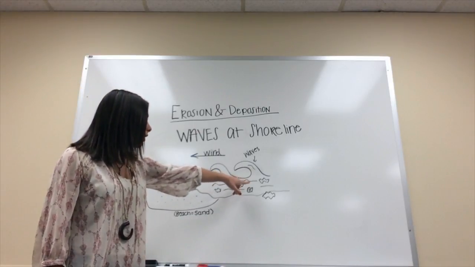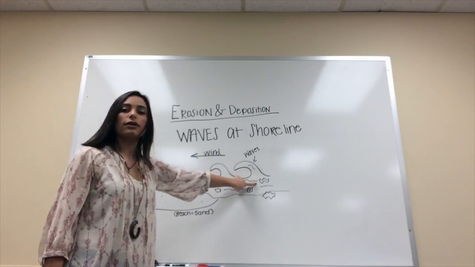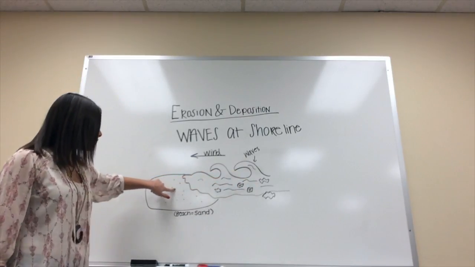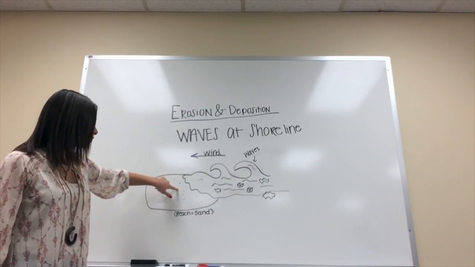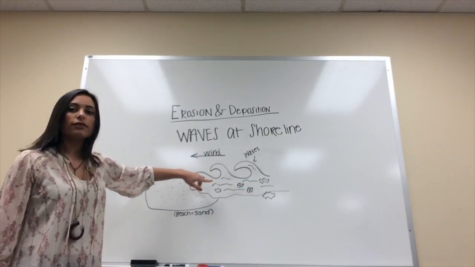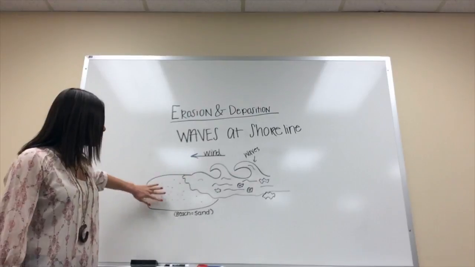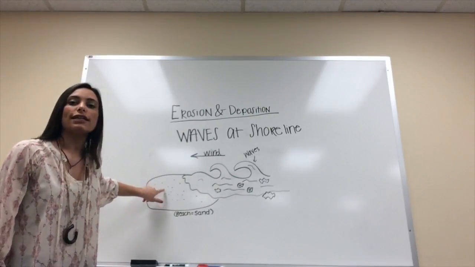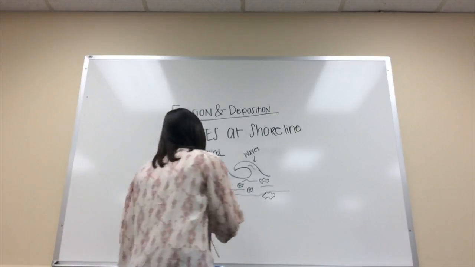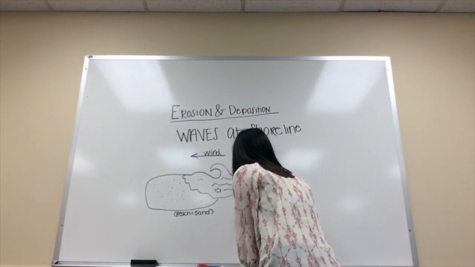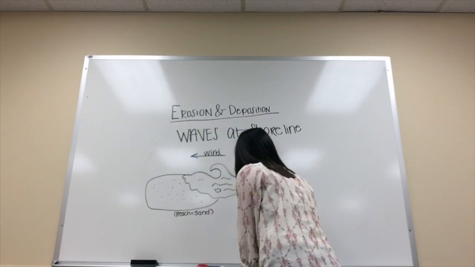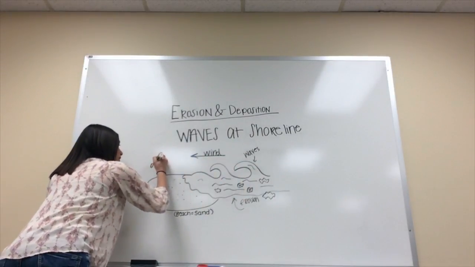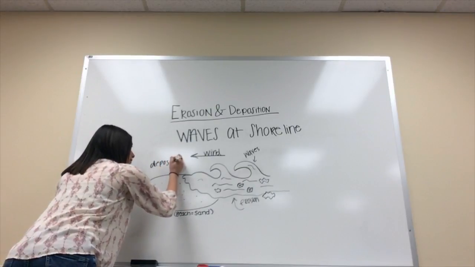The force of the water breaks up the shells and the rocks that may be on the sea floor and pushes it on the shoreline. The water is eroding all of the rocks and shells, and when they end up on the shoreline as sand, that's deposition. So over here we have erosion, and over here we have deposition.